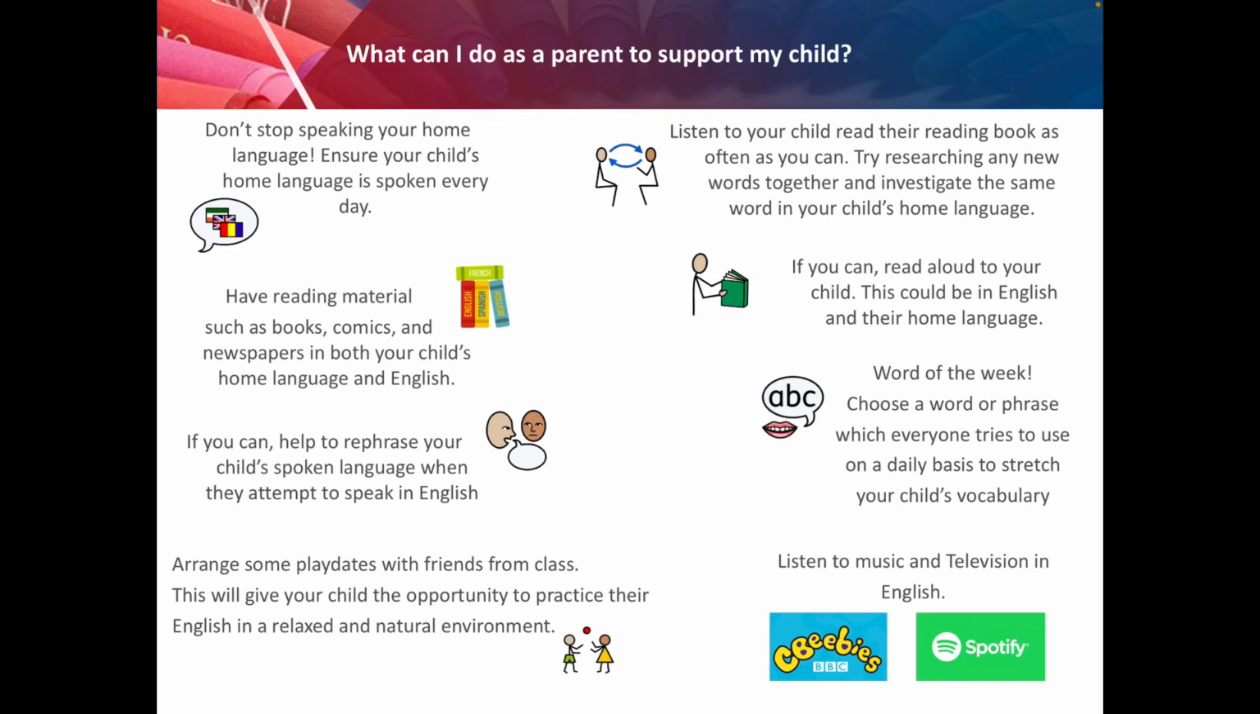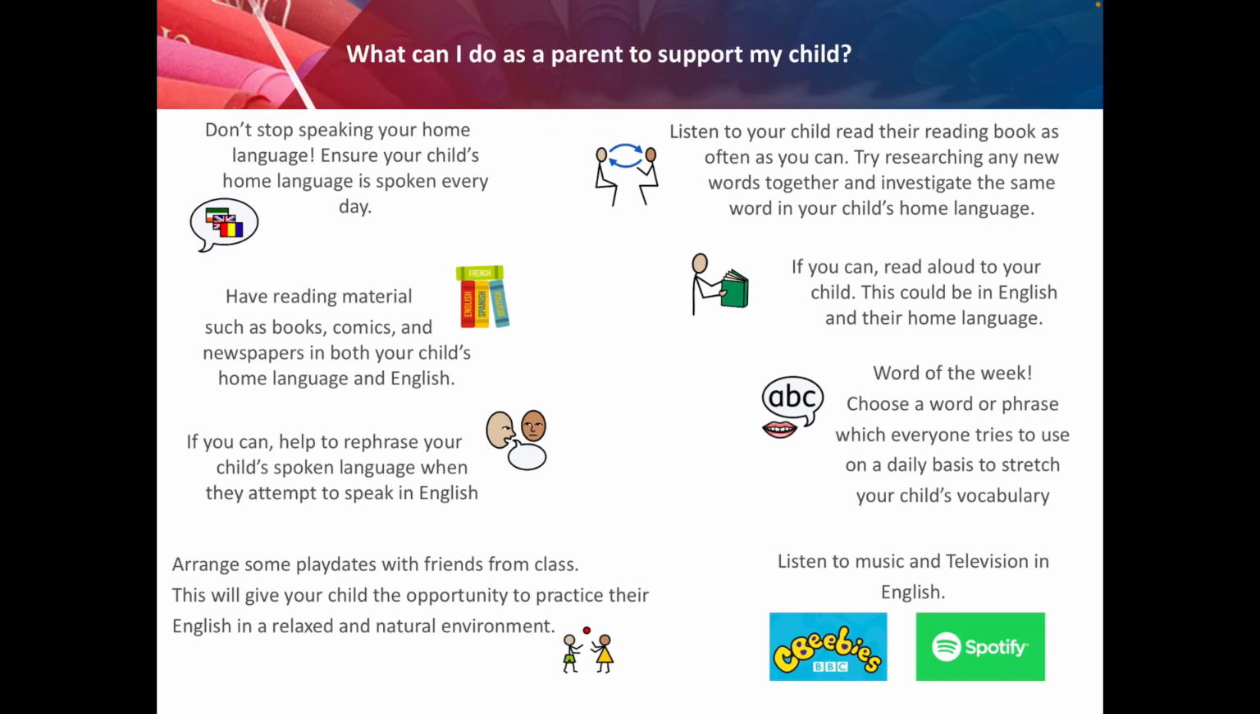But when you're doing that, try researching any new words that you come across together. Obviously that book's going to be in English, so you might need to support them with some of the English vocabulary. But if there are words or phrases in there that your child's not familiar with, and it's perhaps preventing them from understanding the story, try investigating what that word means. You could Google it, or just have a discussion about it with your child. And a really nice add-on is to talk about that word in your home language, because it might be that your child doesn't know it in their home language.